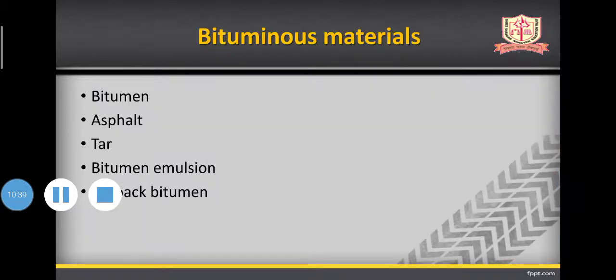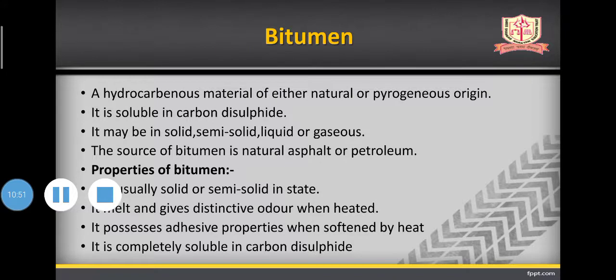Then bitumen material: bitumen, asphalt, tar, bitumen emulsion and cutback bitumen. First we see what bitumen is. Bitumen is a hydrocarbon material of either natural or pyrogenous origin. It is a hydrocarbon material which can either be naturally formed or be formed with the help of kerosene or petroleum products.